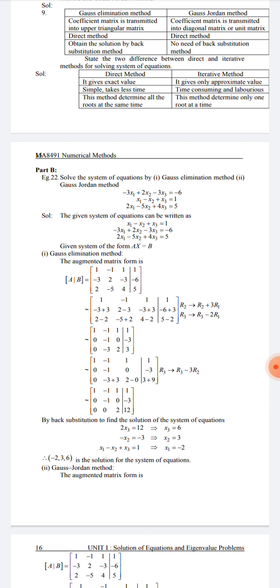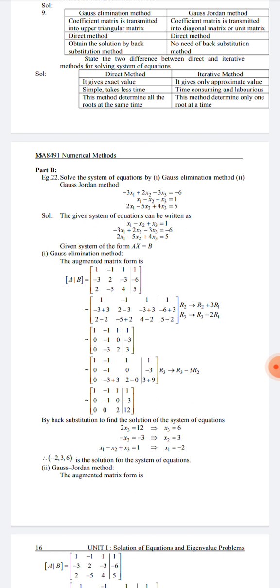Now our aim is to make the given augmented matrix an upper triangular matrix. So for that, in the first column, make the second and third elements 0. For that, I am taking row 2. So R2 plus 3 times R1, so that the first element will be 0, and you get the second row as 0, minus 1, 0 and minus 3.